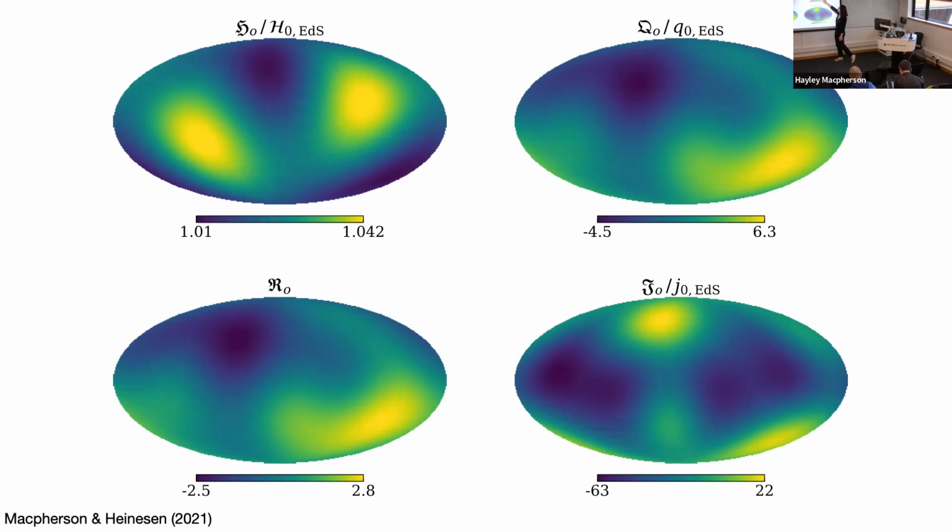The effective deceleration parameter is shown here, which is dominated by dipole modulation, which is related to the spatial derivatives of expansion that I mentioned before. Effective curvature and jerk parameters here.